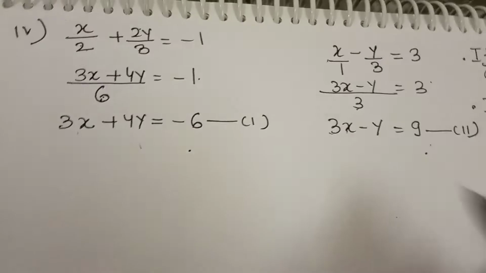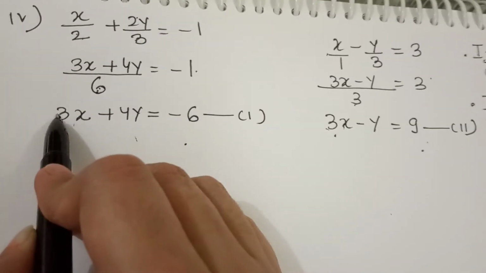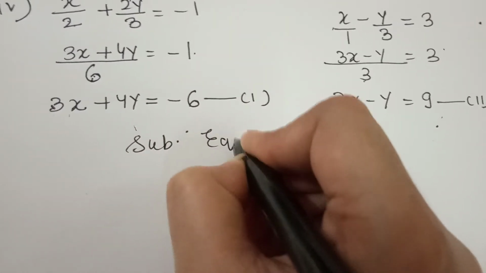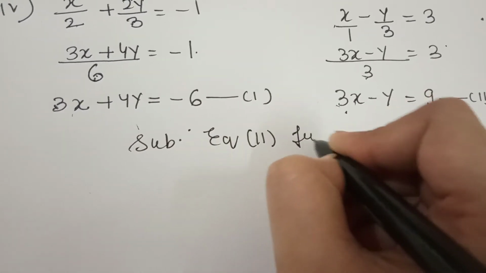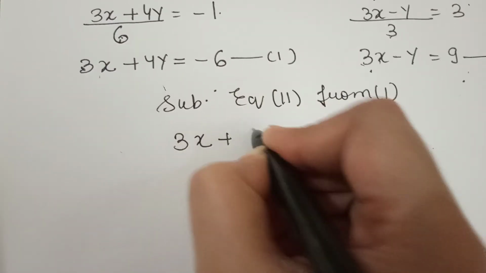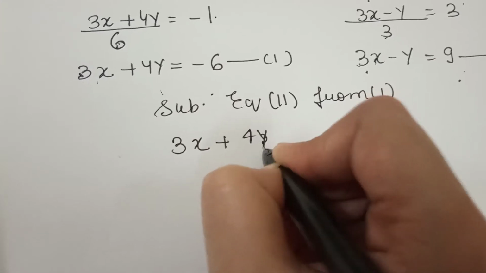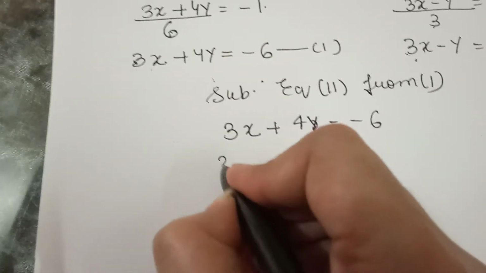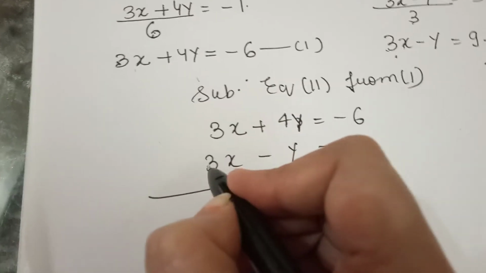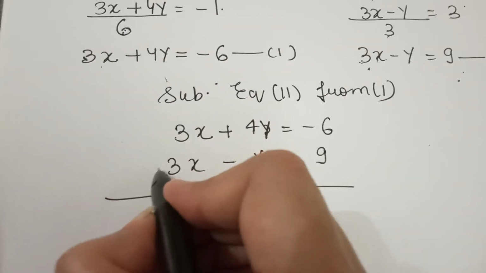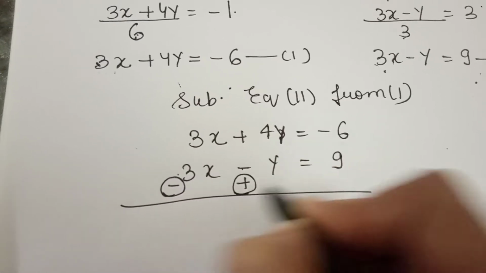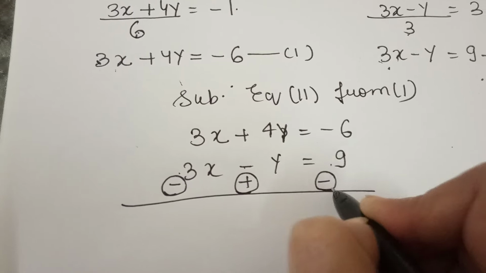So these both like terms are of same sign, so subtract the equation. So you write, subtract equation second from first. So first write first equation 3x plus 4y equal to minus 6. Then second 3x minus y equal to 9. Before subtracting, change the sign. This is positive, so this will become negative. This is negative, so this will become positive. This is positive, so this will become negative.